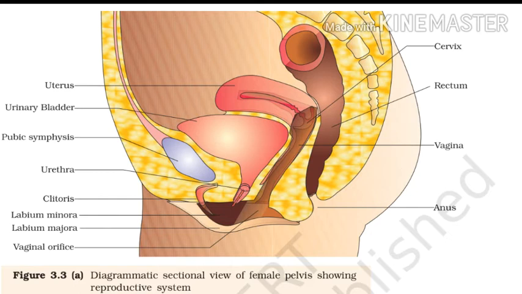Mons pubis is a cushion of fatty tissue covered by skin and pubic hair. The labia majora are fleshy folds of tissue, which extend down from the mons pubis and surround the vaginal opening. The labia minora are paired folds of tissue under the labia majora. The opening of the vagina is often covered partially by a membrane called hymen. The clitoris is a tiny finger-like structure which lies at the upper junction of the two labia minora above the urethral opening. The hymen is often torn during the first coitus or intercourse.